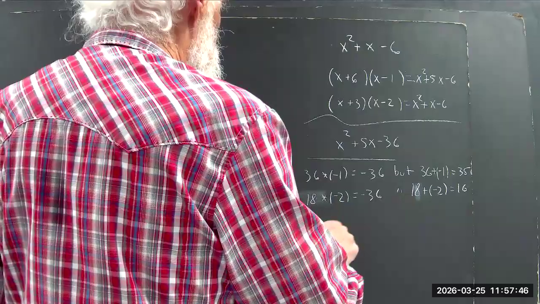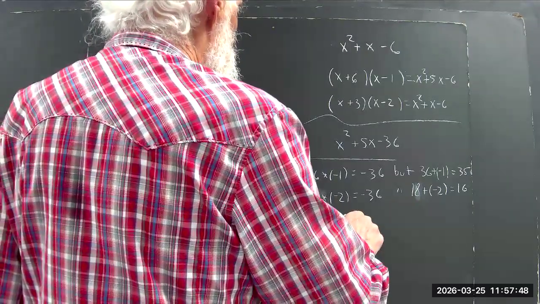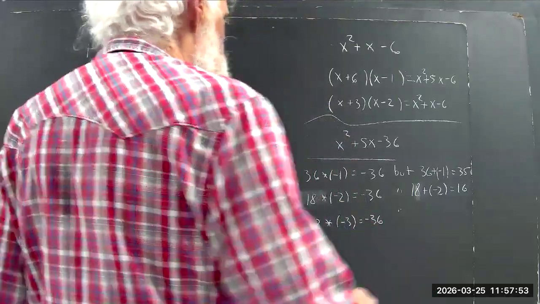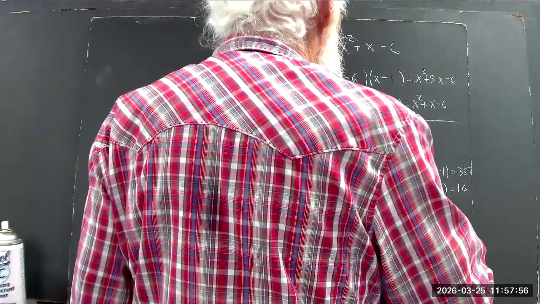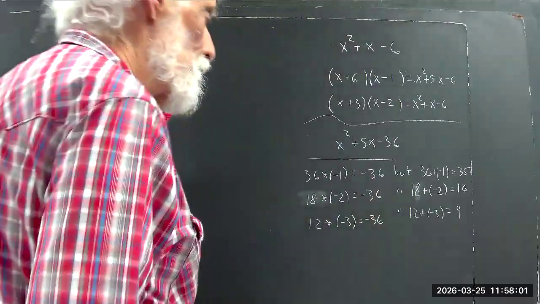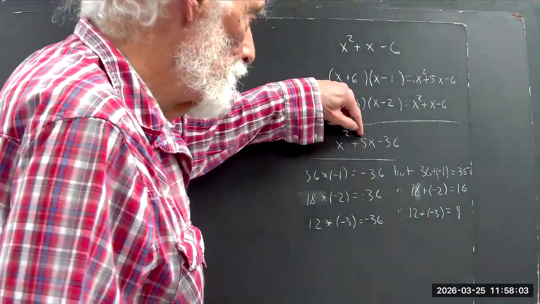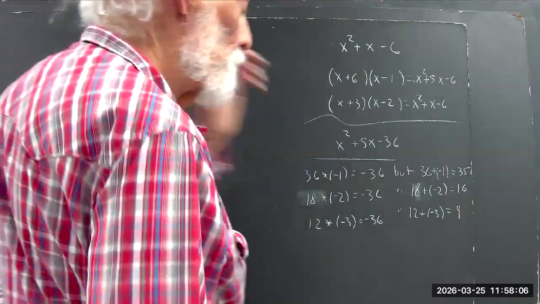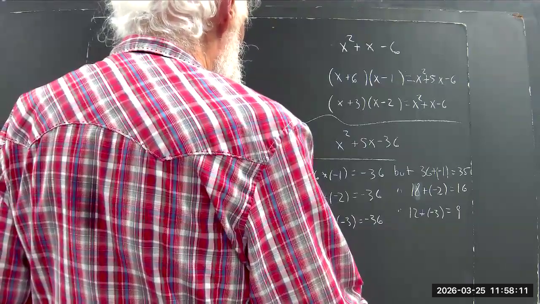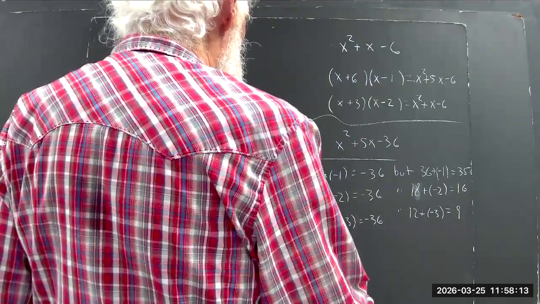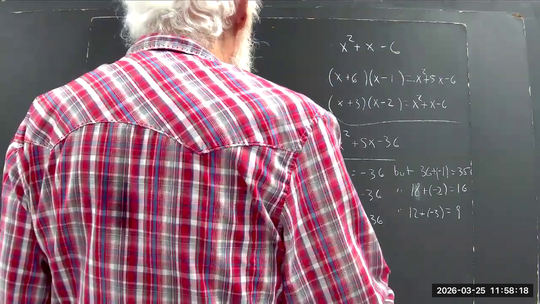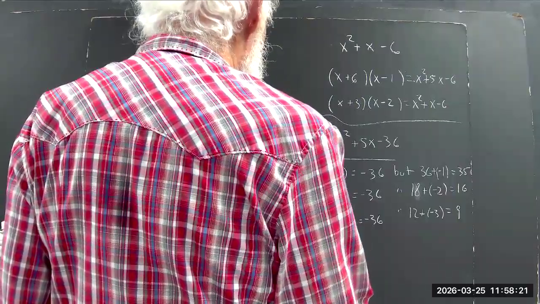And then we have 12 times negative 3 equals negative 36. But 12 plus negative 3 equals 9. And of course, we're trying to get two numbers that add up to 5. We're getting closer. 35, 16, 9. Maybe the next one will do it. How about 9?